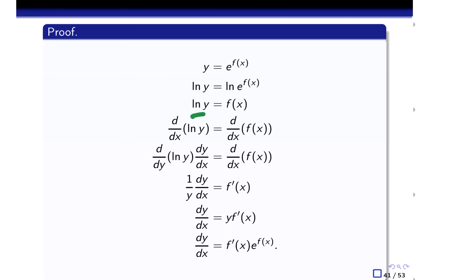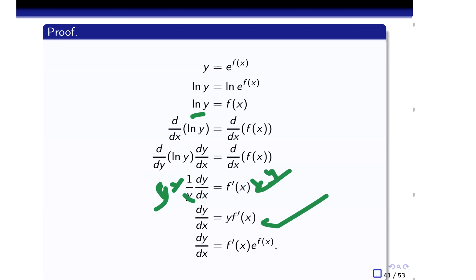Now, if you differentiate ln y, that means differentiate y with respect to y, that's 1. Put it over the original y, that's 1 over y, and you have dy/dx right here. And then d/dx of f(x) is f prime of x. So then you can multiply both sides by y, so that this y can go. So y times this and y times this. This cancels out. So you have dy/dx equals y times f prime of x.